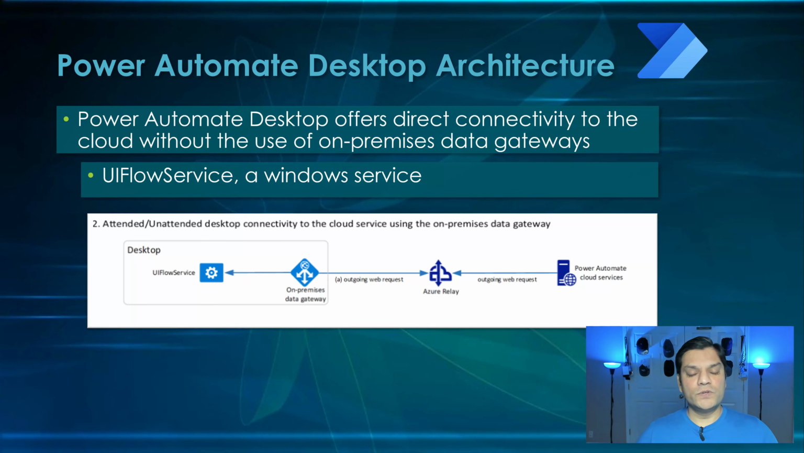So the UI Flow service, which is actually the Windows service running on your operating system, when you go ahead and install that with Power Automate for Desktop, it now comes with the on-premises gateway. As you can see, this image is a little more advanced than the one I just showed you, because when you go and do the attended or unattended flows, now that UI Flow service directly has the on-premises gateway in it. It's a big improvement that has happened.